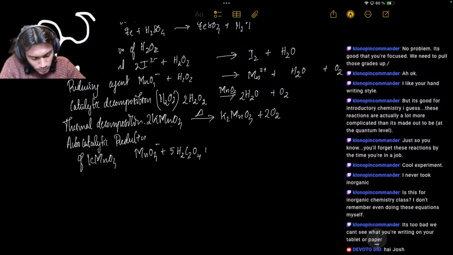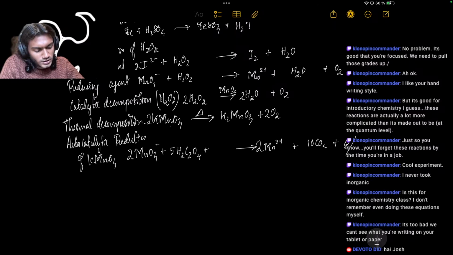Now, autocatalytic reduction of potassium permanganate, MnO4 minus plus 5H2C2O4 plus, goddamn it, I forgot. There was 6H plus. I forgot. I do remember Mn2 plus. 2 Mn2 plus, 10 CO2 plus 8 H2O or 6 H2O.